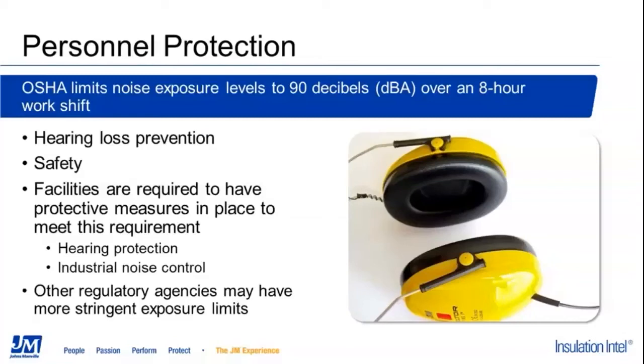OSHA, or the Occupational Safety and Health Administration, tries to limit noise exposure to levels at 90 decibels, or dBA, over an 8-hour exposure period or work shift, and this is what is known as their permissible exposure limit. However, they also have another limit that's referred to as the action level, and that one is actually at 85 dBA. So they actually recommend action to address noise at a lower level than the permissible limit.